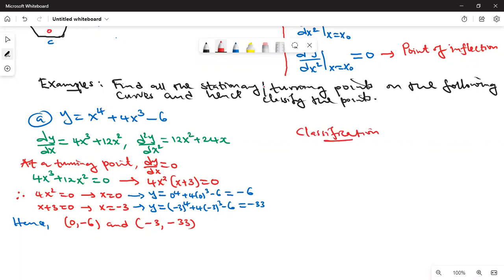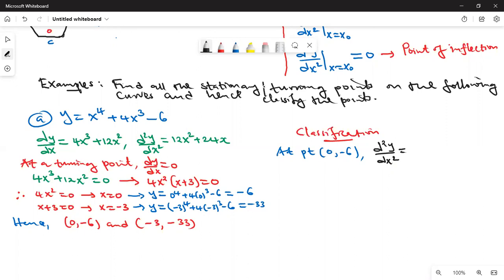Let's start by classifying the first point, the point at (0, -6). What is d squared y over dx squared, that is, what will be the value when x is 0?